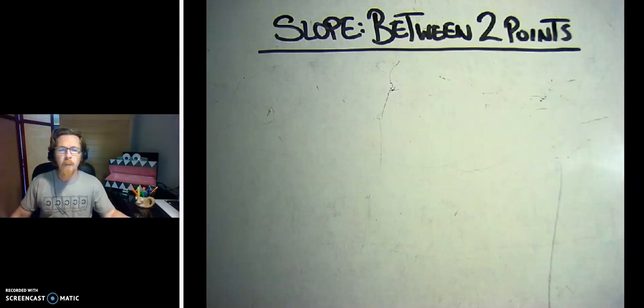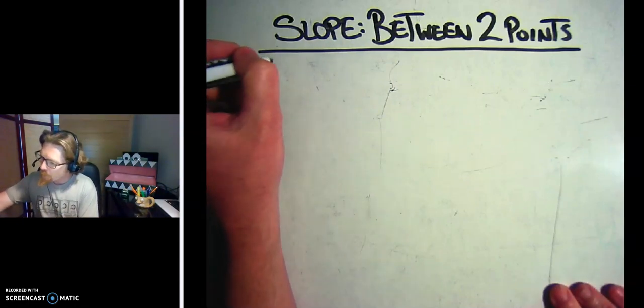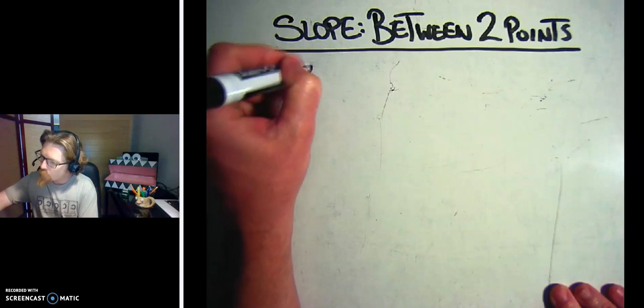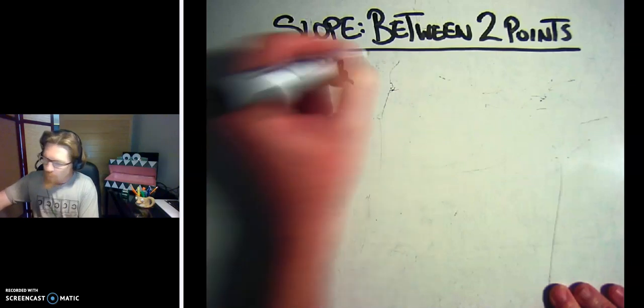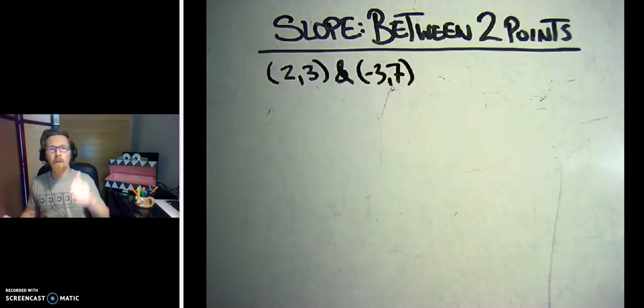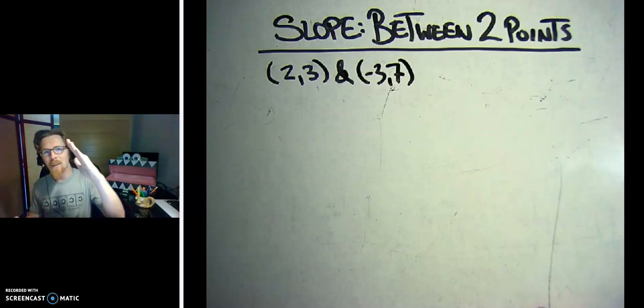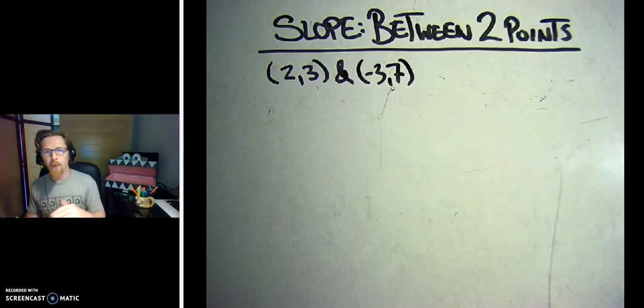Hi Math, I'm Andy. We want to find the slope between 2 points. So if we're given 2 points on a graph, like let's say the points (2, 3) and (-3, 7), and I want to know what's the slope of the line that goes through those 2 points, meaning how steep would a line be if it went through those two.